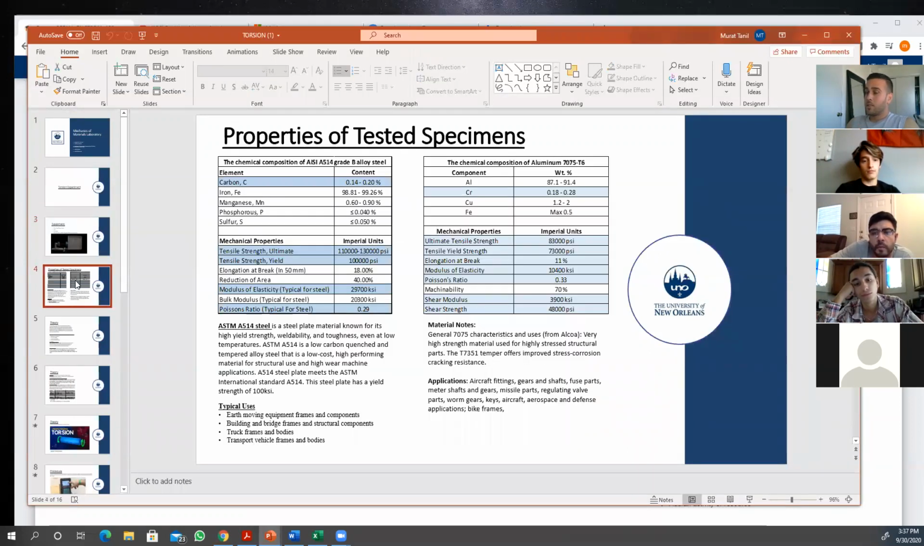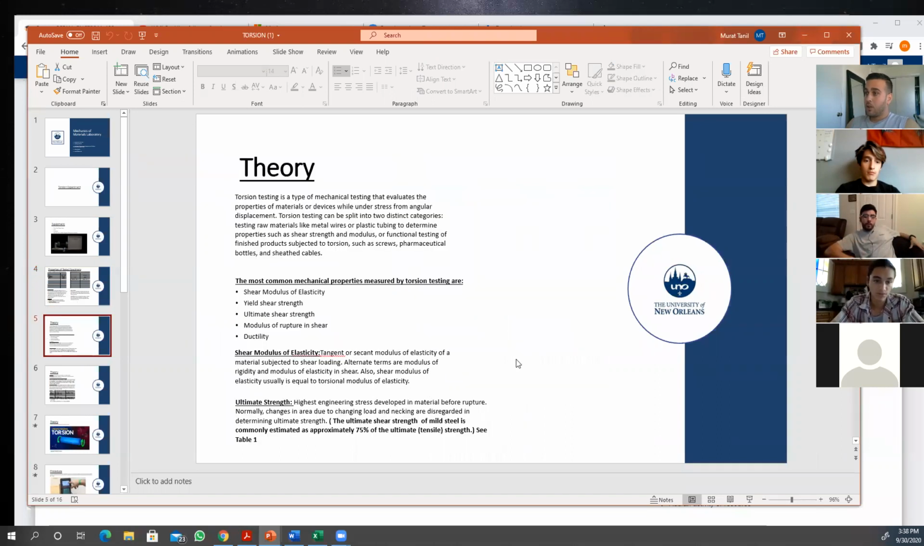And the second slide was the properties of the tested specimen. So you can look at the properties of 2 different specimens that are tested, and you can see the tensile strength, you can see the yield strength, and elongation, etc. These are the theoretical values, and you can see the typical uses of these type of materials. Theory was given to you. You just need to summarize to do your report.